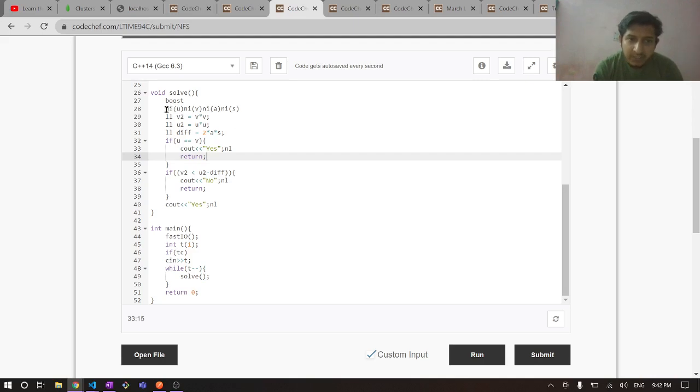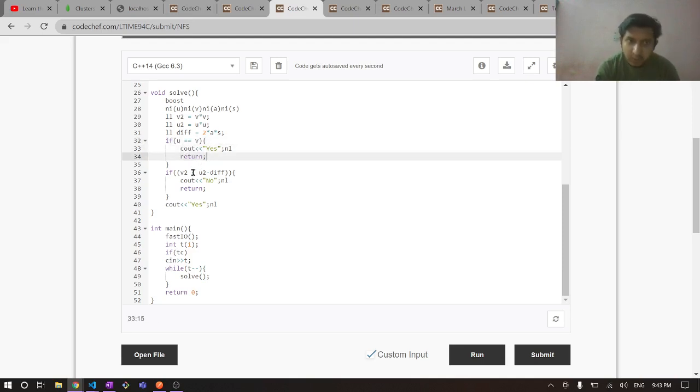What I did, I simply read U, V, A, S, that's initial velocity, final velocity, acceleration, which I'll take as deceleration by taking minus, and S is the distance that I have to cover while reducing the velocity. So I'll store V square in V2, U square in U2, and take 2AS as the difference. Now if U is equal to V initially, then I know that Chef will definitely just maintain his speed, no need to even accelerate or decelerate. He will get his task done. So the answer is yes and return.